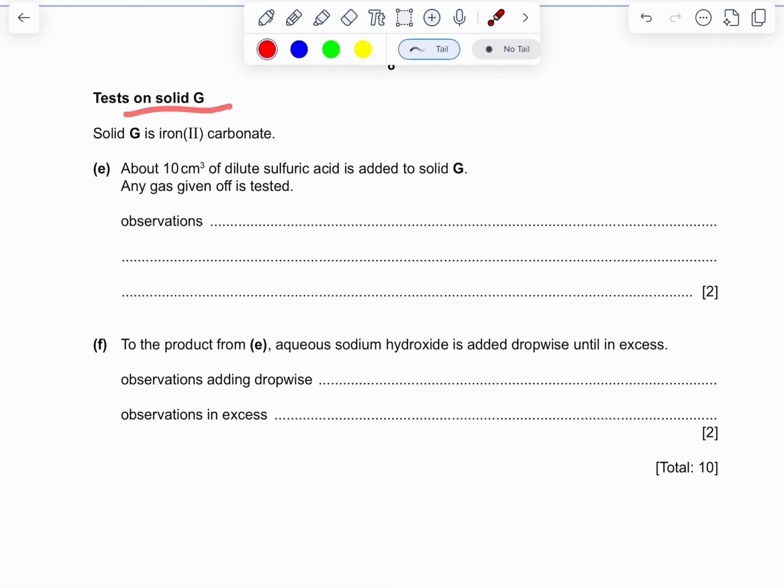Tests on solid G. Solid G is iron(II) carbonate. About 10 cm cube of dilute sulfuric acid is added to solid G. Any gas given off is tested. Observations. So we'll say effervescence of a colorless gas. We know carbon dioxide is going to be released, because carbonate reacted with sulfuric acid produces carbon dioxide.